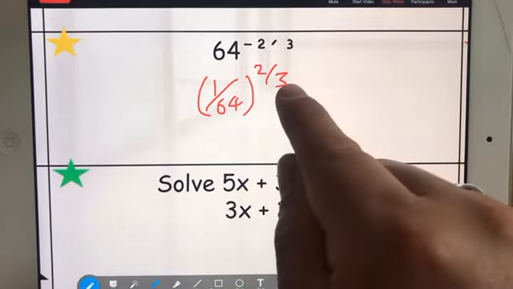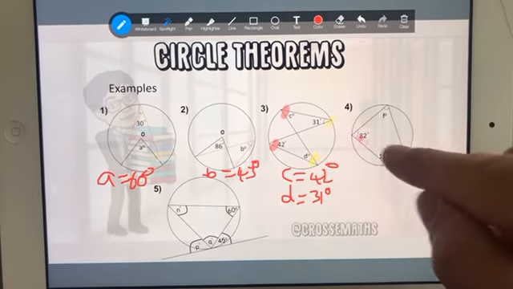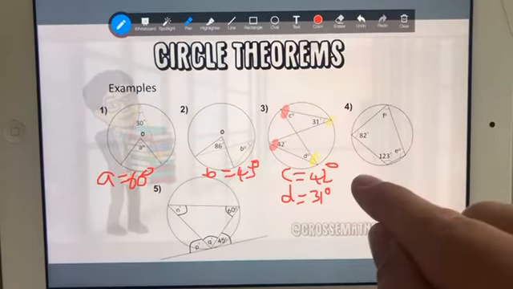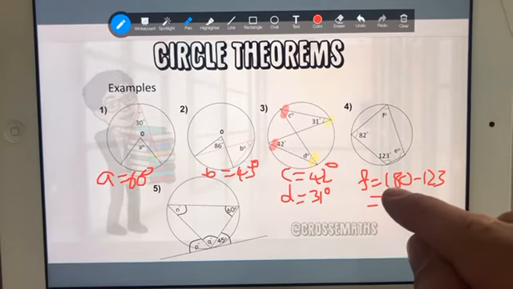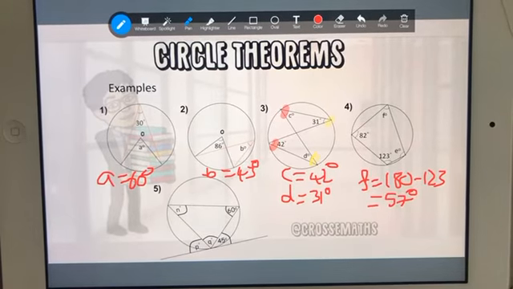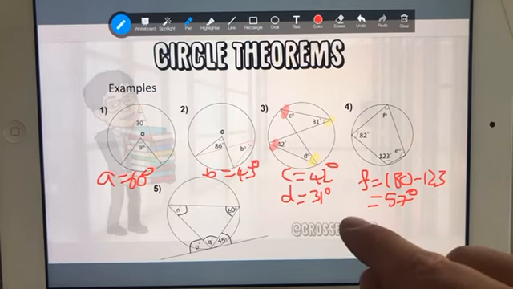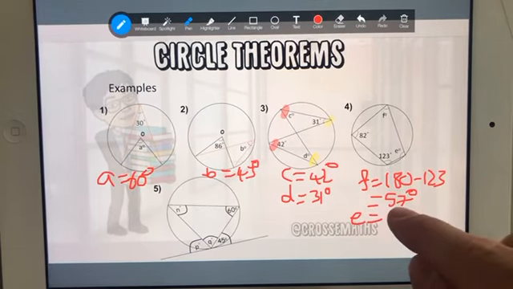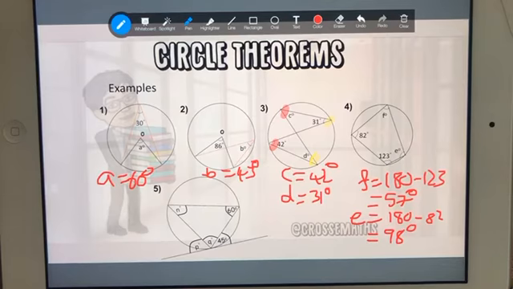And then over here is one of, I think it was the 4th rule we did. Opposite angles in a cyclic quadrilateral add up to 180. So F equals 180, take away 1, 2, 3, which is 57. And E, opposite angle is 82. E is 180, take away 82, which gives me 98. Really straightforward actually when you put them into practice. The problem comes when you've just got to remember them all. That's when it becomes difficult.